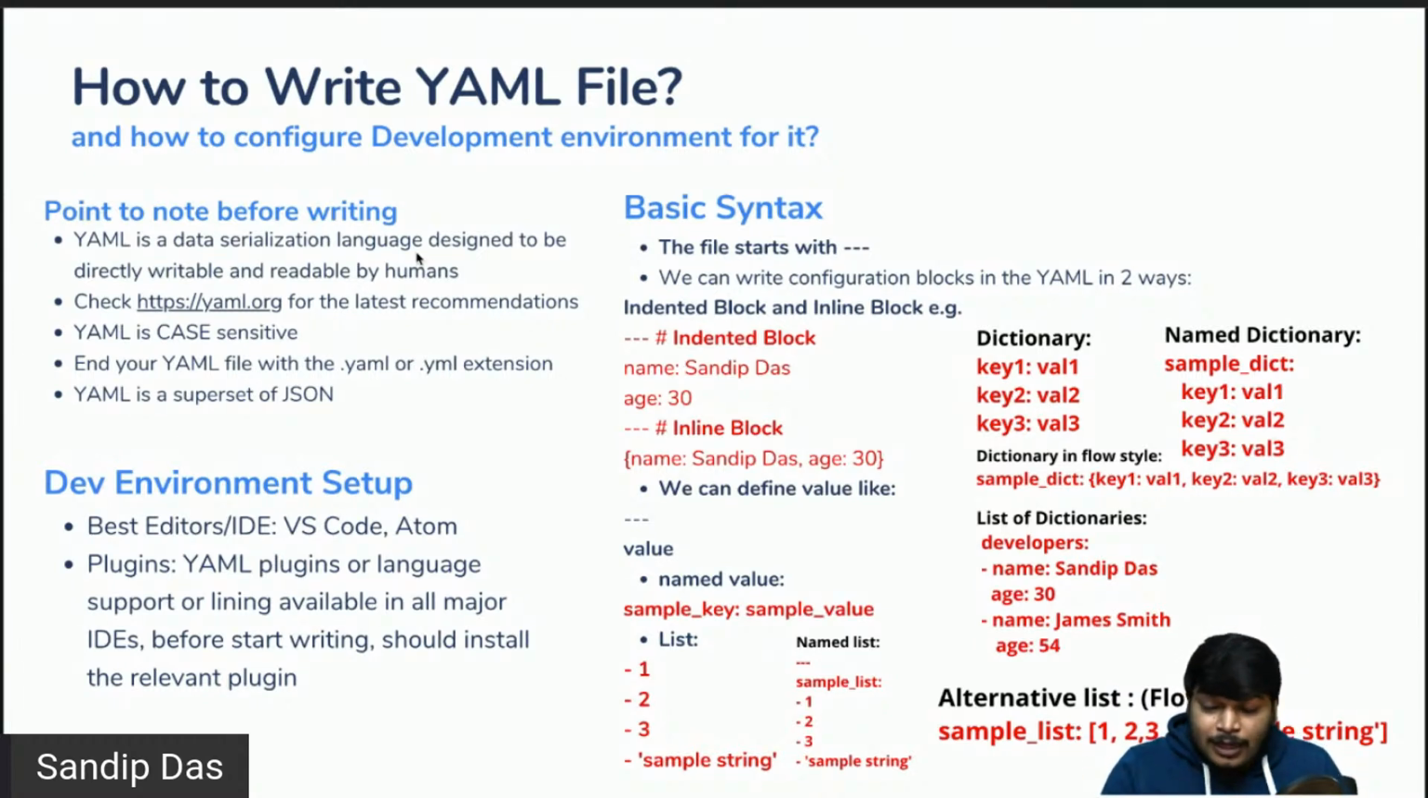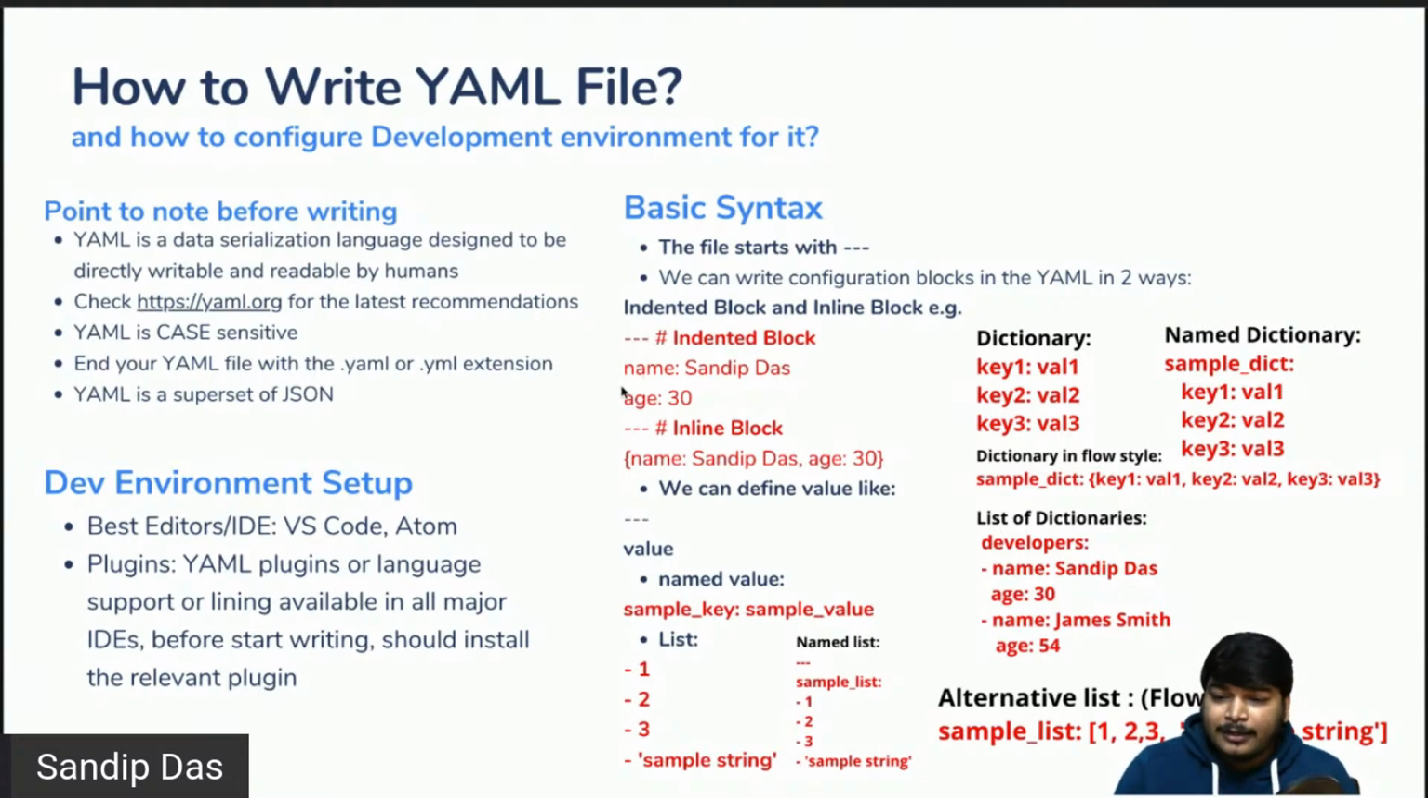And now the basic syntax, how you should be writing it. The basic part is to start with three dashes at the very beginning of the file. Then you can write in two ways, the indented block and the inline block. But the inline block looks somewhat like JSON, isn't it? Remember I told you it's a superset of JSON. So that's not the preferred way. The preferred way is the indented block, which is more human readable and easy to edit. Even if you're not a tech person, it will be easy for you.